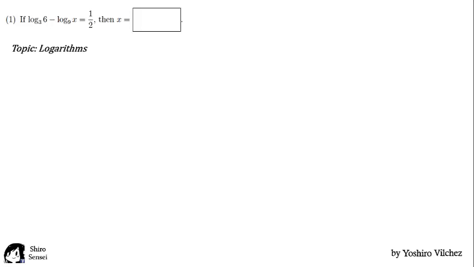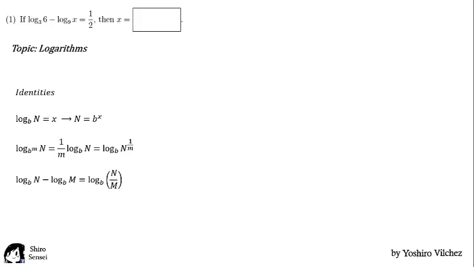So the topic here is logarithms. We should remember the following identities. The definition: logarithm in base b of n is equal to x, then n is equal to b to the power of x. The next identity is logarithm in base b to the power of m of n. The exponent goes out dividing the logarithm, and we can introduce it as an exponent of the number n. And finally, the difference of logarithms with the same base is a logarithm of the division.